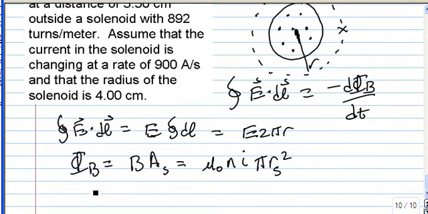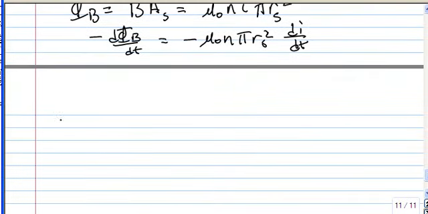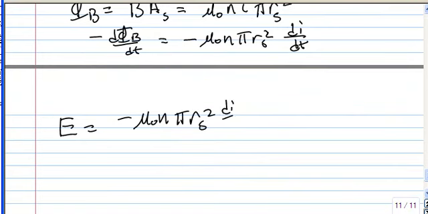Okay, I need to calculate now the quantity dΦ_B/dt. We're told that the current is increasing with time, so the number of turns per meter is not changing, the constant μ0 is not changing, and the radius of the solenoid is not changing. So that means taking the time derivative is straightforward, and I get a term out that's di/dt. Combining these expressions, we can calculate the E field. The E field is going to be equal to minus μ0 n π r_s² di/dt over 2π times r, which is the observation distance.